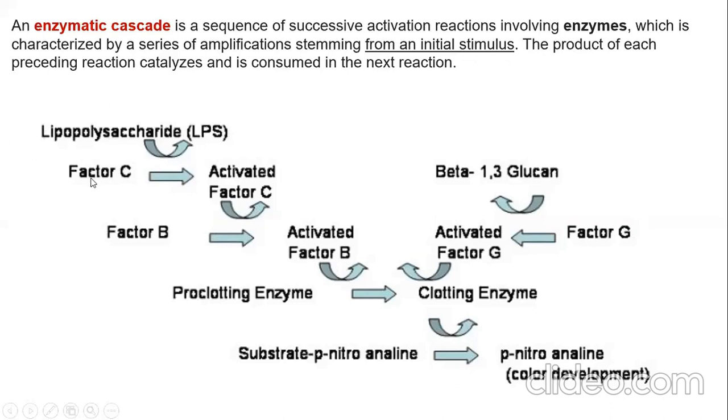For example, lipopolysaccharide: factors or enzymes are sometimes called factors. They are involved. Factor C, a process of stimulus, is activated. This activated C goes and involves factor B, triggering activated B, and then as the cascade forms, the pro-clotting enzyme becomes clotting enzyme, and clotting happens. So remember that activated C can trigger another, different substrate and make it active.